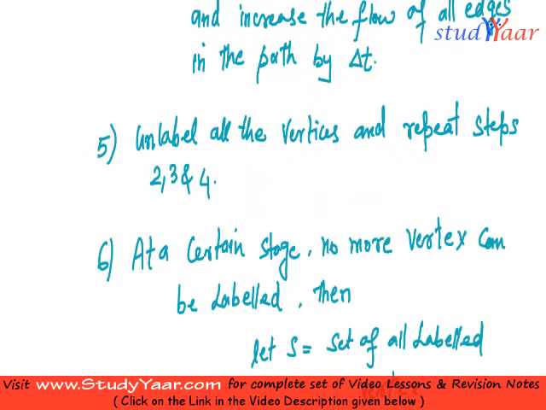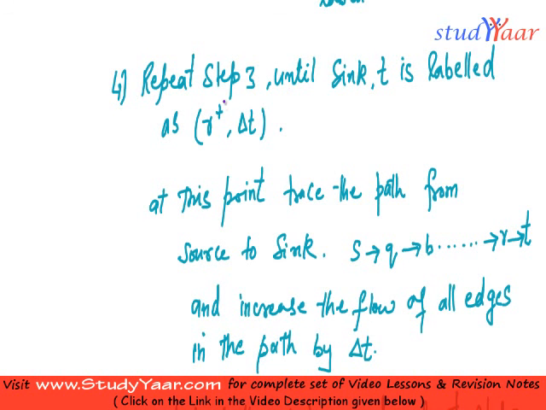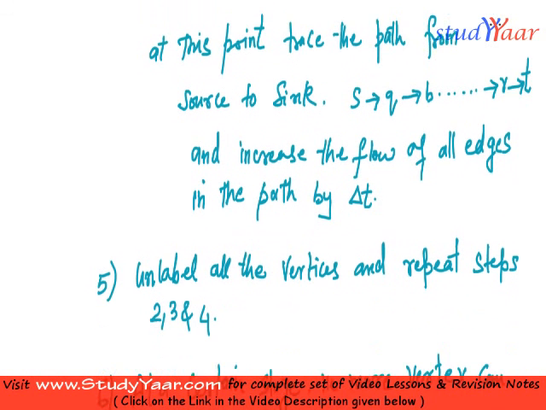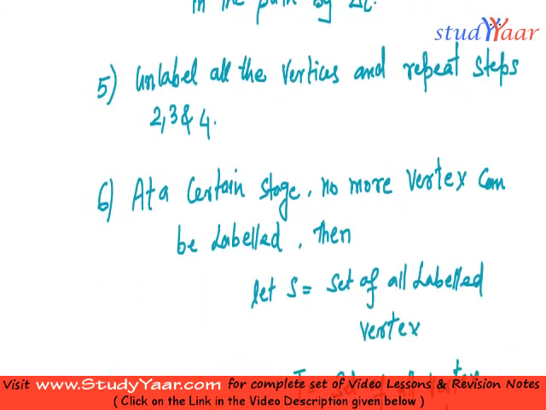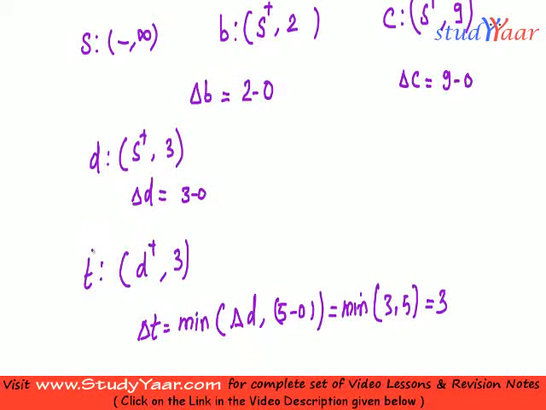As per my algorithm, it says to repeat the steps until the sink is labeled. So my sink is labeled at this point. After that what I need to do is find the path from source to sink. I need to backtrack from sink to source and give a flow of delta T to every edge in the path. So what is my path? From T I go back to D, from D I go back to S. So my path is like this.